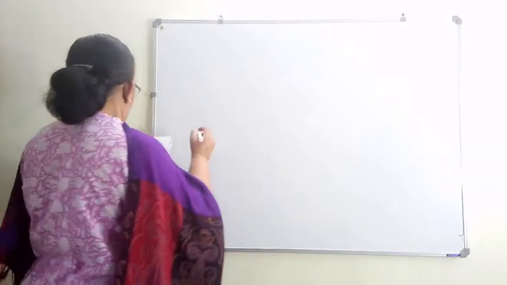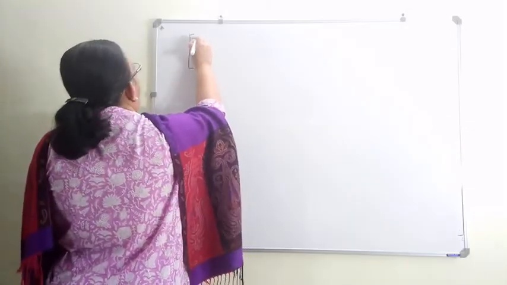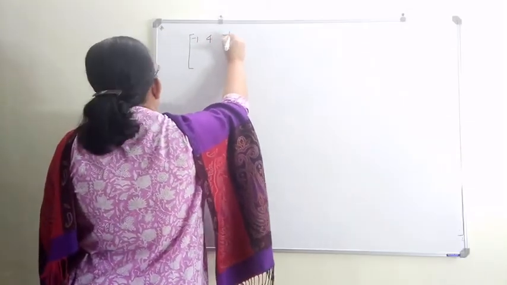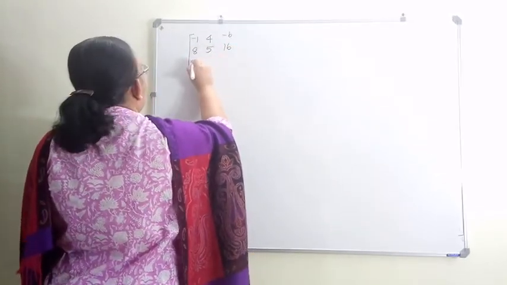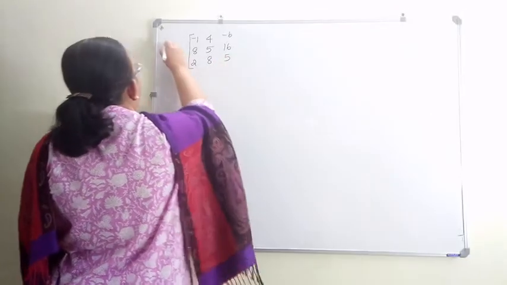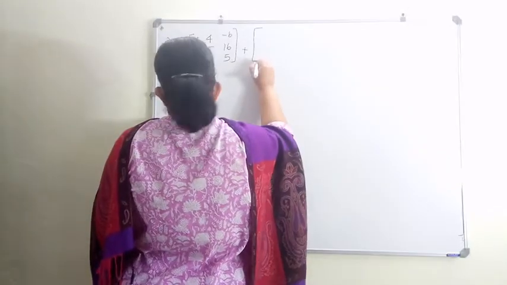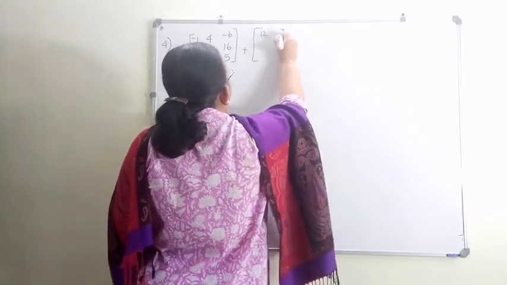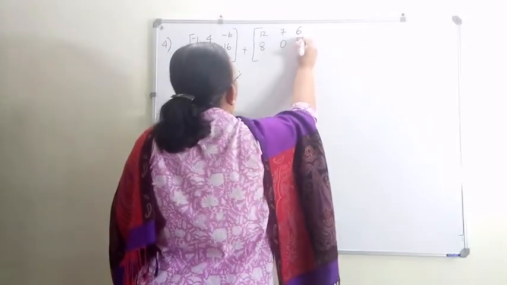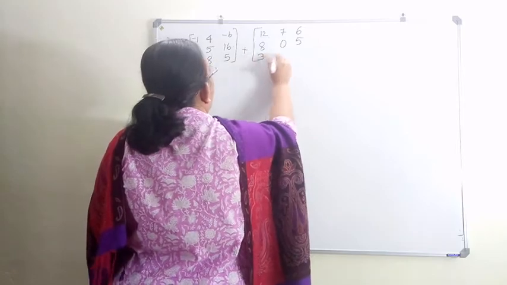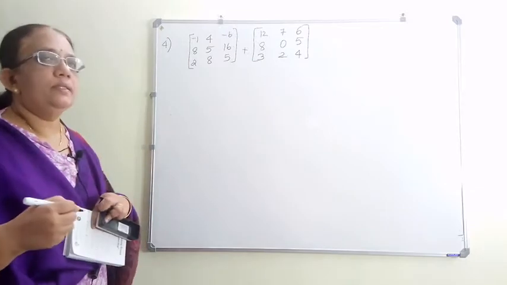Find matrix minus 1, 4, minus 6, 8, 5, 16, 2, 8, 5 plus matrix 12, 7, 6, 8, 0, 5, 3, 2, 4. That means you are asked just to add these two matrices.